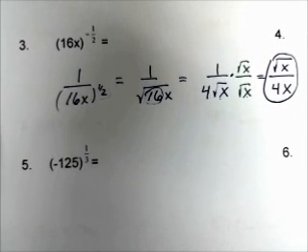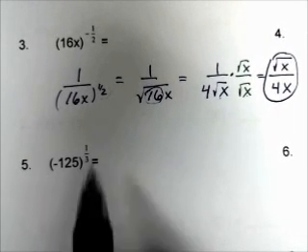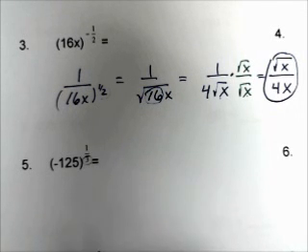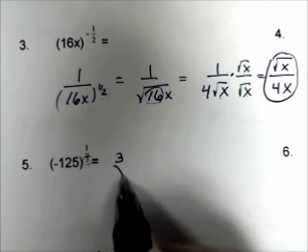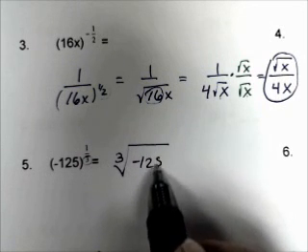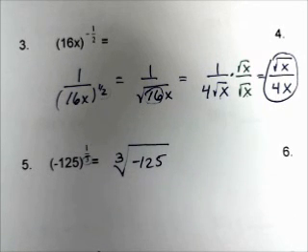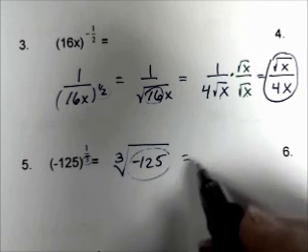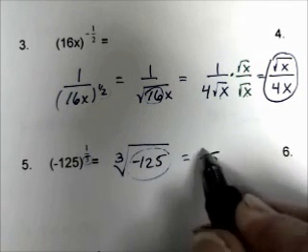Number 5, negative 125 raised to the 1/3. Again, the denominator is the root. So we're looking for the cube root of negative 125. That is a perfect cube. Cube root of negative 125 is negative 5.